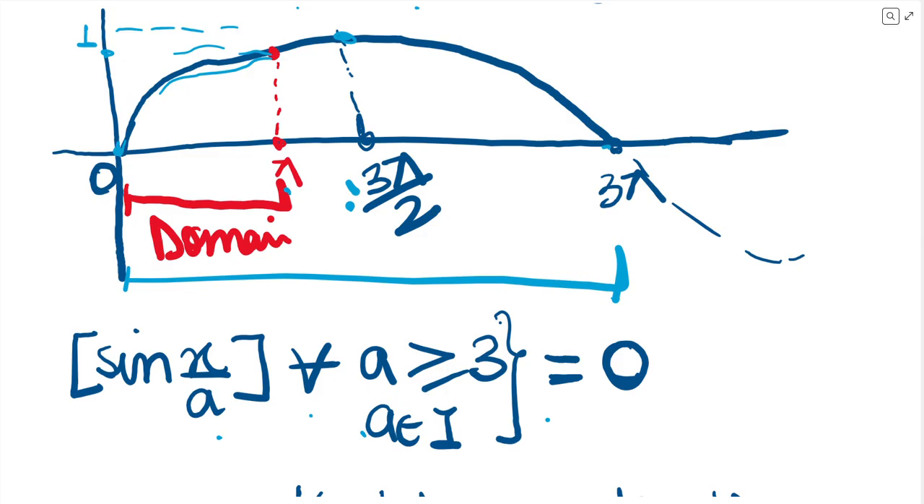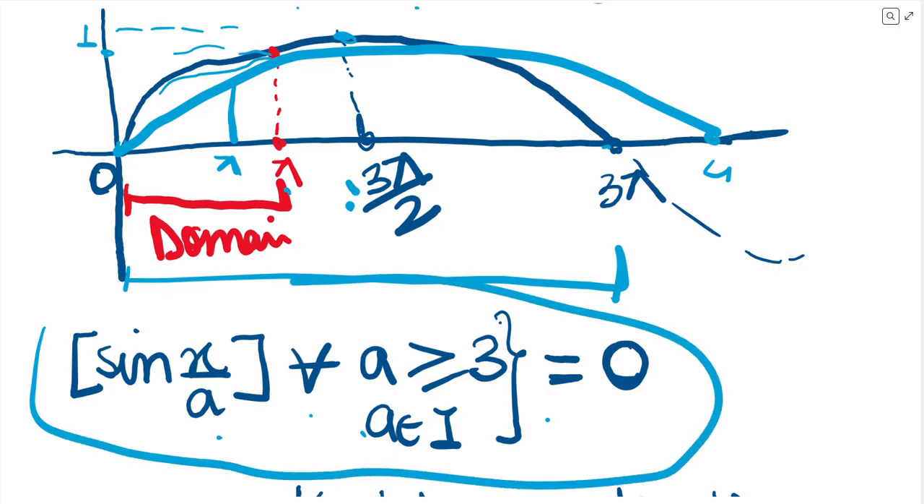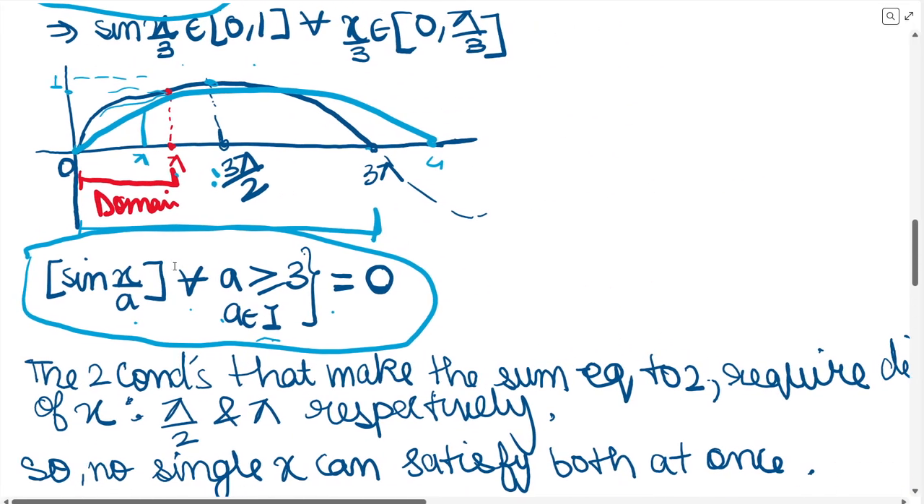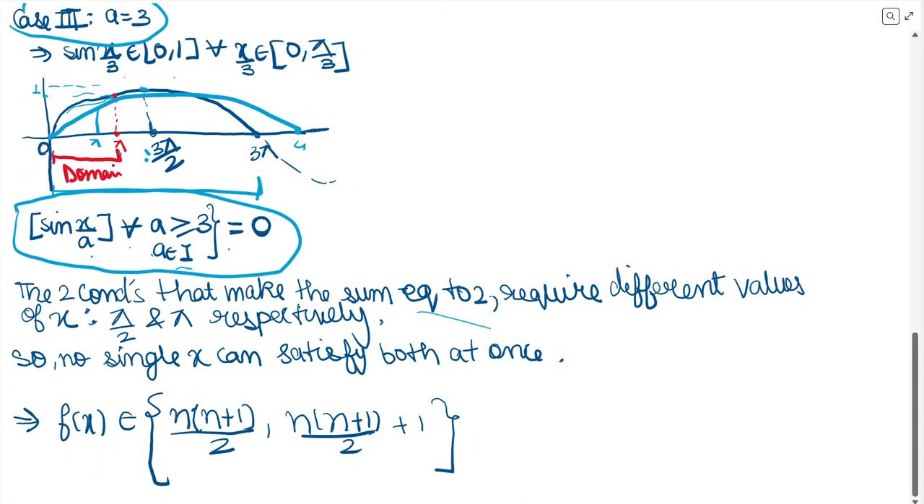Even if I put sin x by 4 here, this graph is going to go till 4 pi, and then the possibility of it becoming 1 is going to reduce further, because pi is going to be somewhere right here, right? So we can generalize that after a equal to 3, our function is always going to remain 0 for all integer values of a, right? So now, the two conditions that make the sum equal to 2 require different values of x.